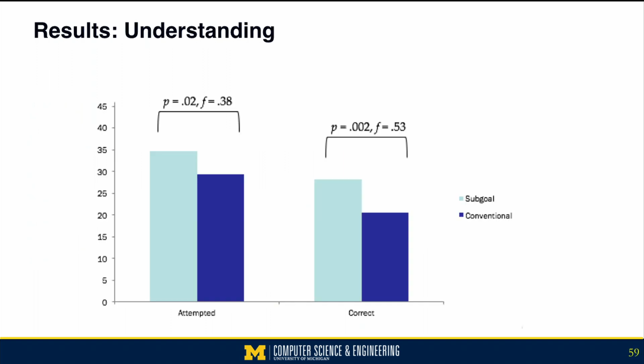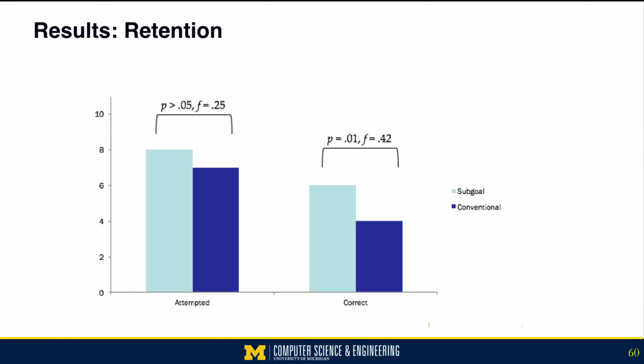So here are the results. First, the students who get the subgoal labels attempt more steps and they get more correct, a statistically significant difference. Okay, so it works in terms of learning. Subgoal labeling helps people to be able to learn the steps so they can do it themselves immediately afterward. Go away for a week, come back. Can you still do it?